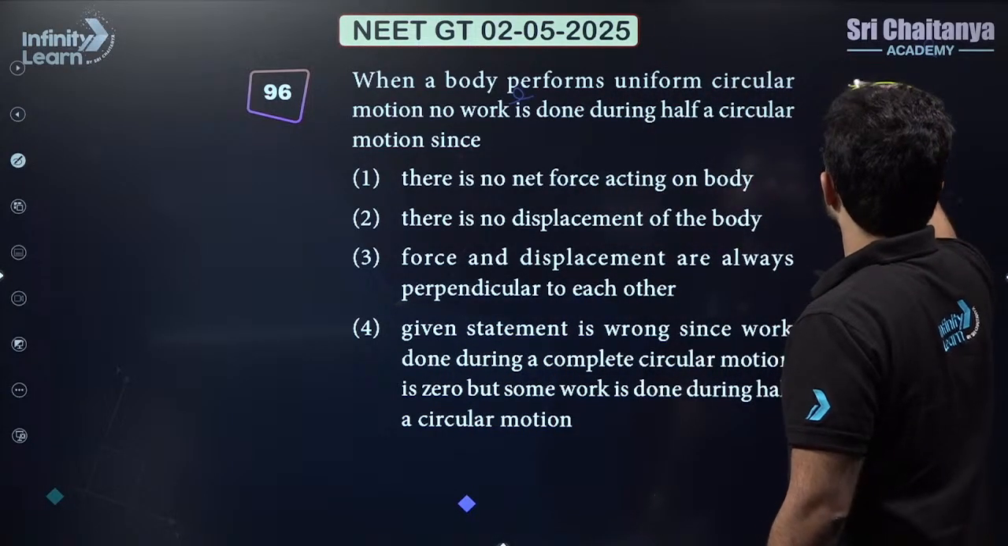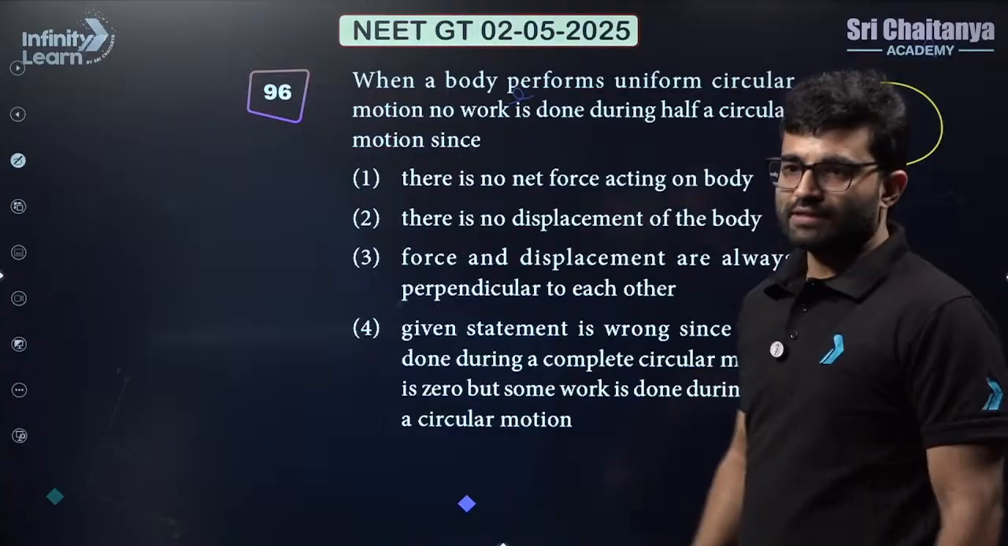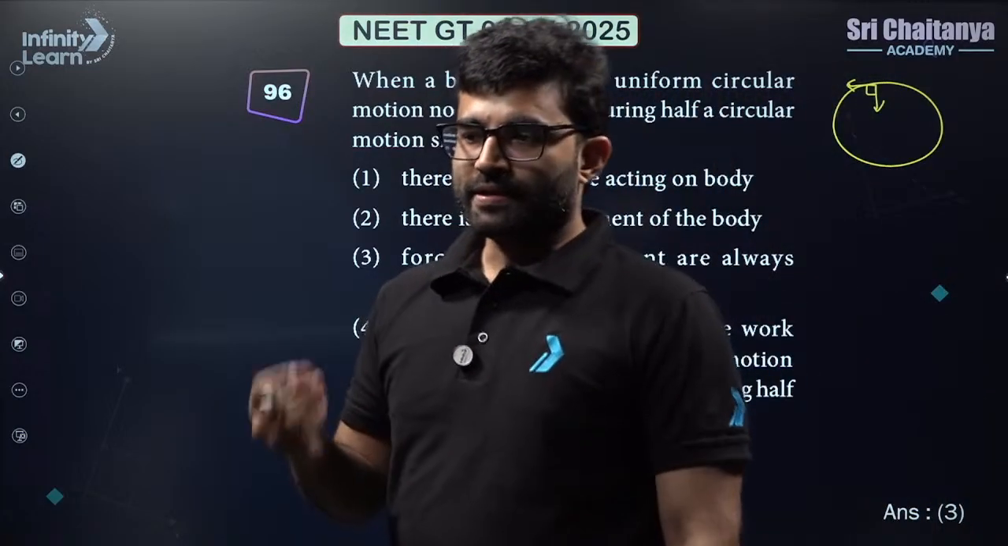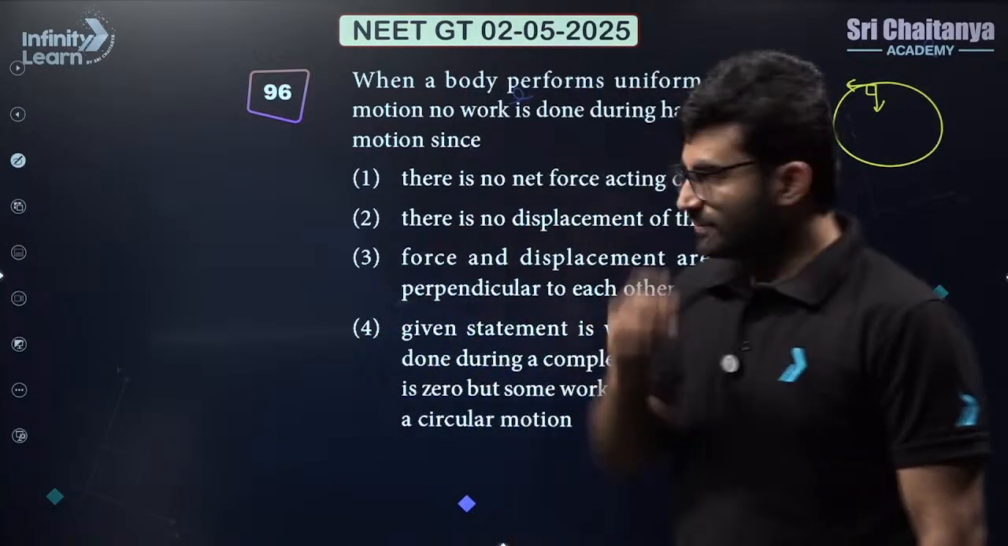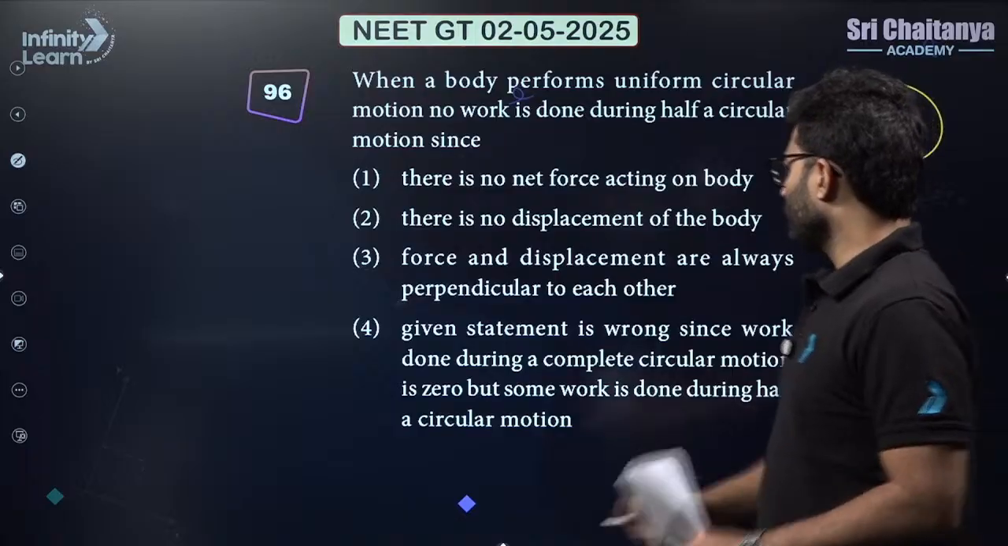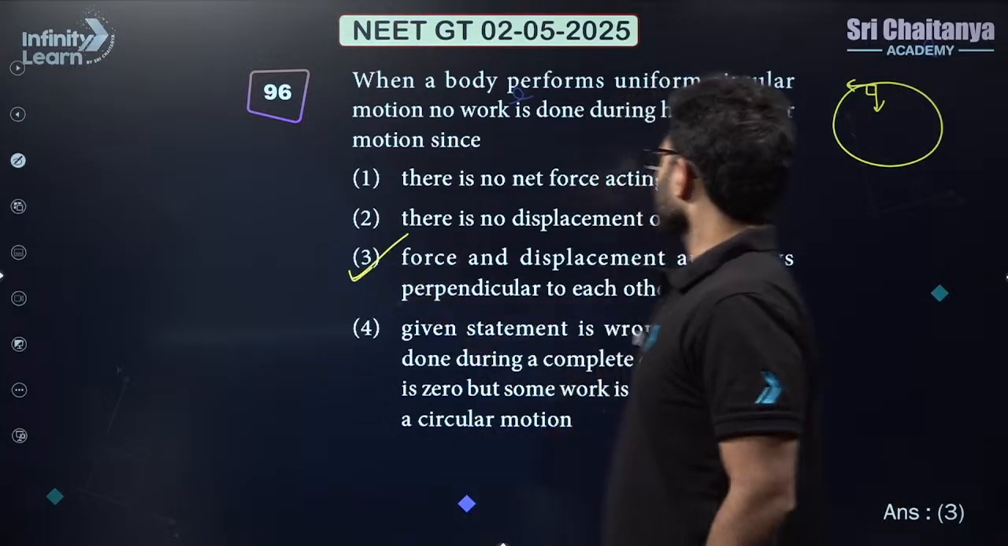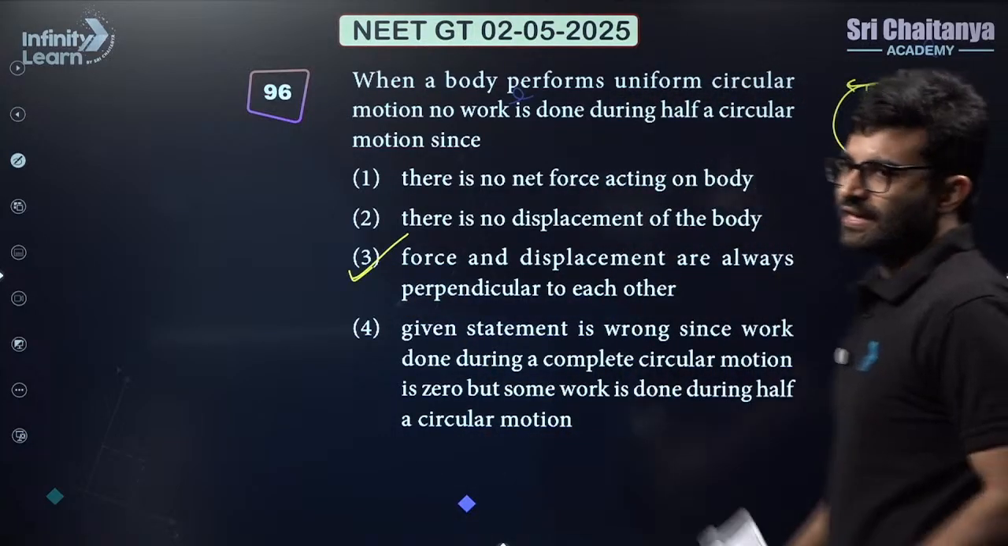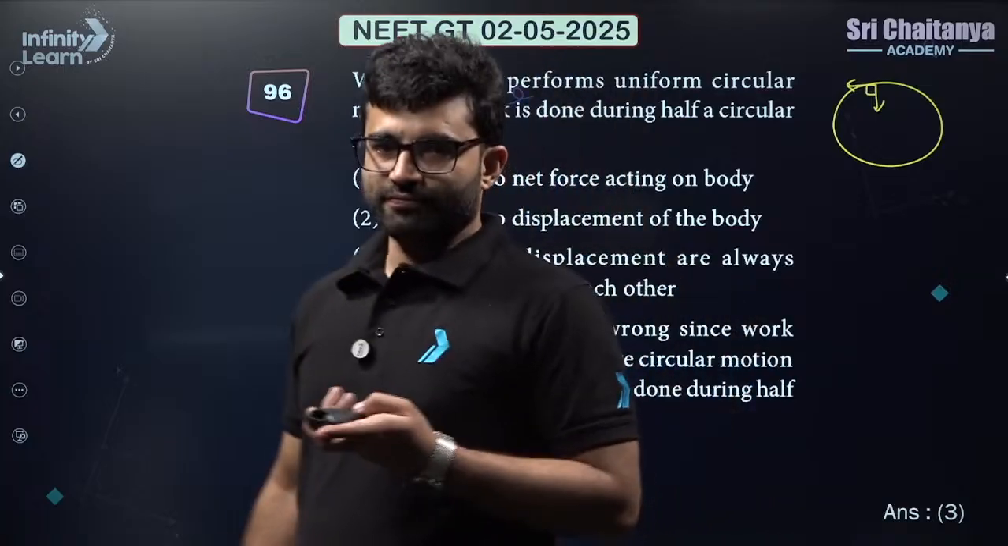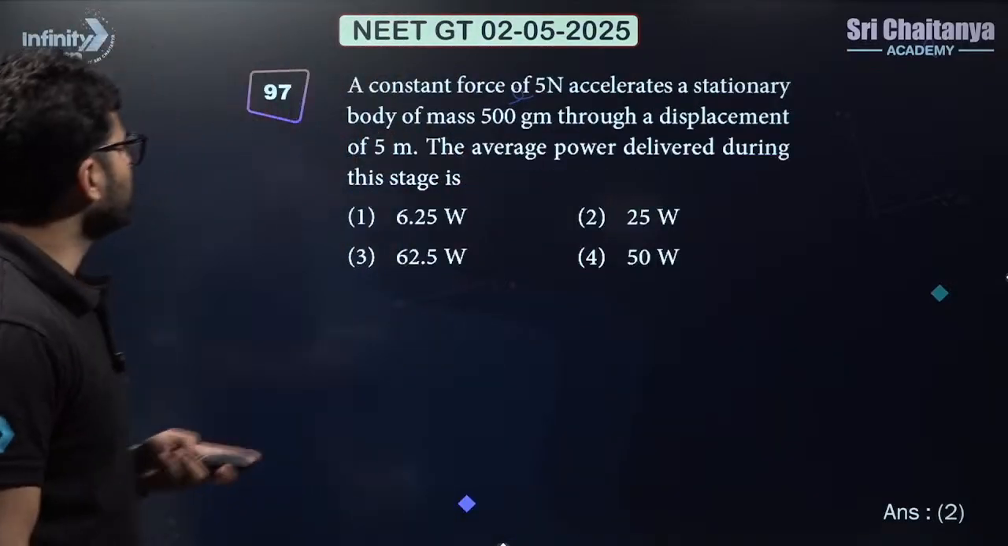the centripetal force and the displacement are always perpendicular, and since work done is a dot product, it is 0, correct? It is always 0. Is that very, very clear? So force and displacement are always perpendicular to each other, and hence it is always 0. Simple. Let's move to the next part.